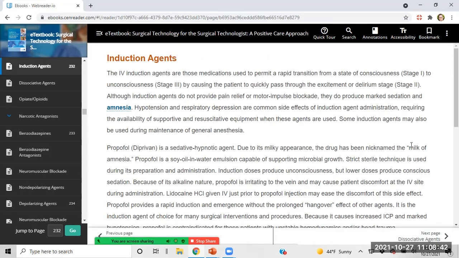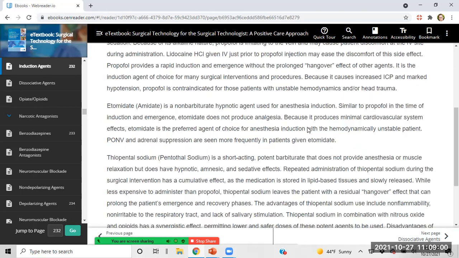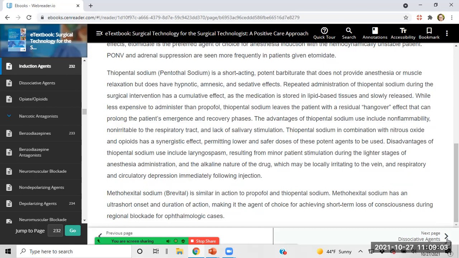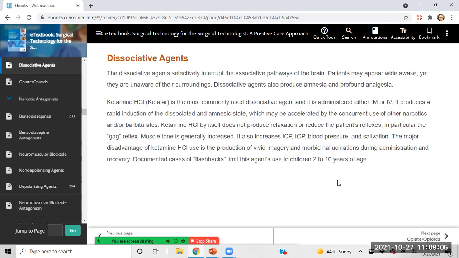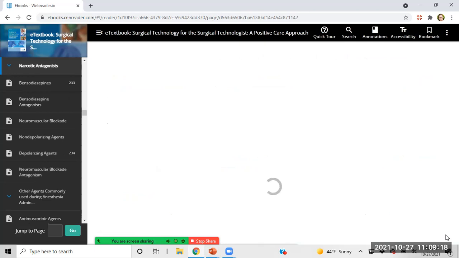And then the induction agents. These are the ones helping with that transition from the state of consciousness, to go from stage 1 to stage 3, and it really gets them quickly through stage 2. You can see there's propofol, like we saw in the table, a lot of those. And then those dissociative agents, again, that's interrupting the pathways in the brain to help them be unaware of their surroundings. Ketamine's number one on that one. And then we're familiar with the opiates as far as pain medications.